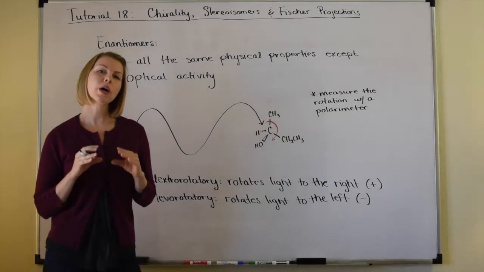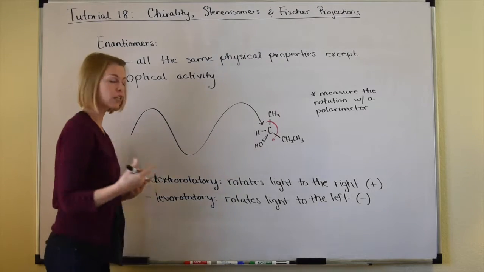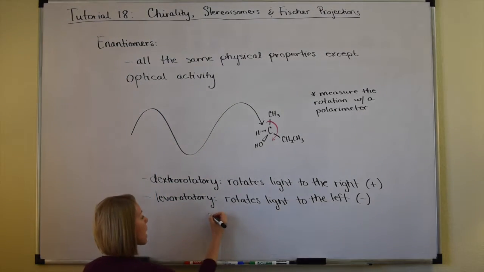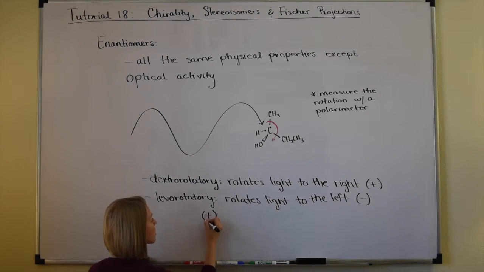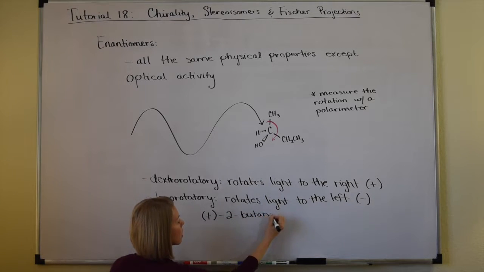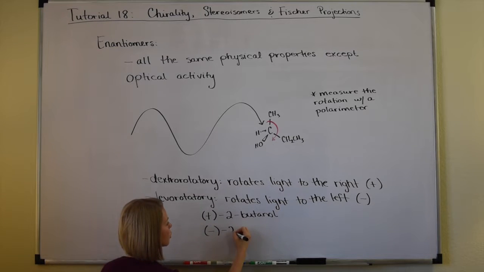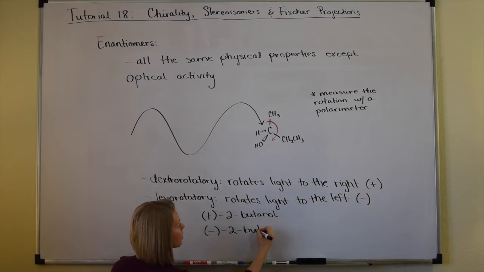So the two enantiomers of 2-butanol can be distinguished by writing them as plus 2-butanol and minus 2-butanol.